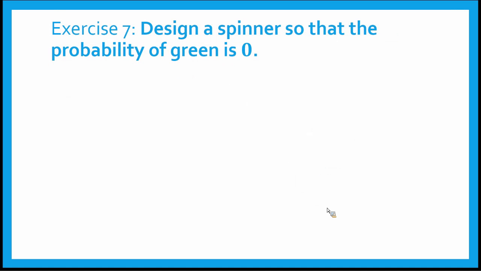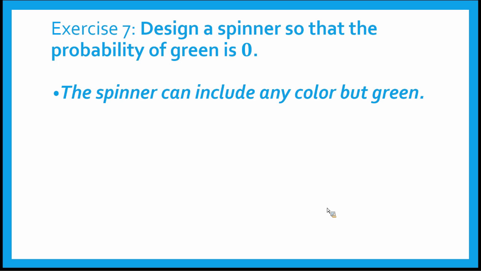Exercise 7. Design a spinner so that the probability of green is 0. Well, the spinner can include any color but green. So that spinner right there, that circle, we'd fill it in with any color but green.